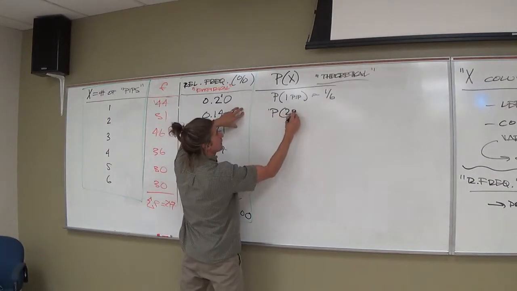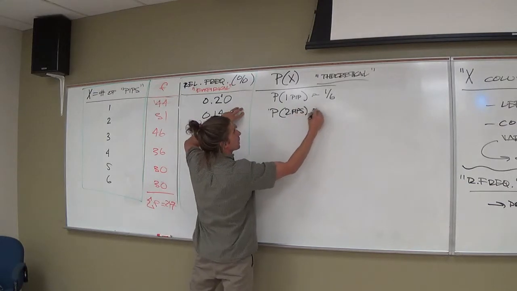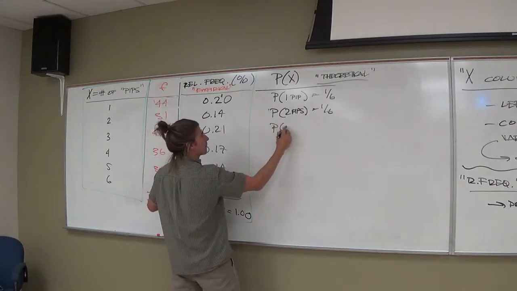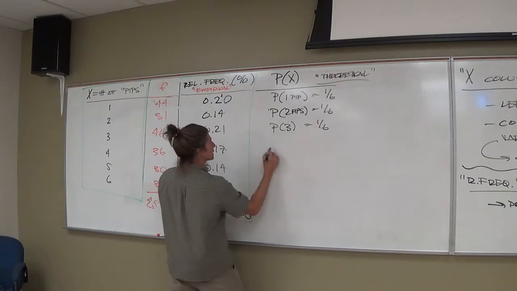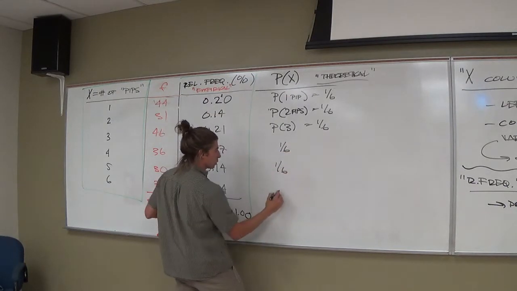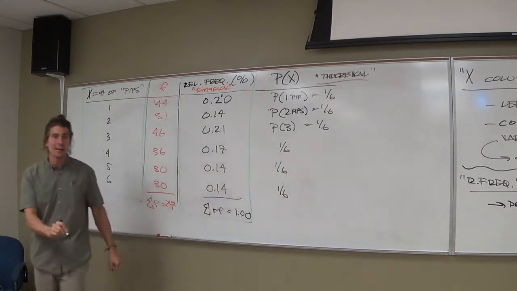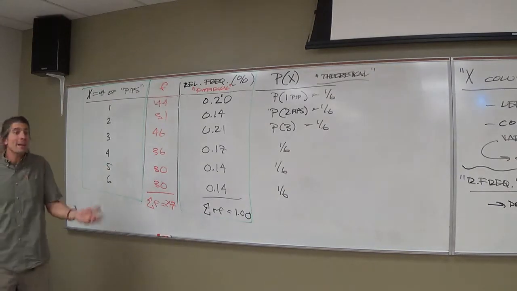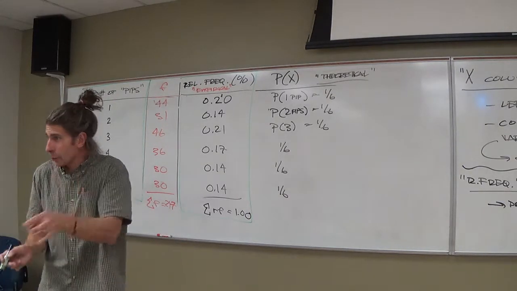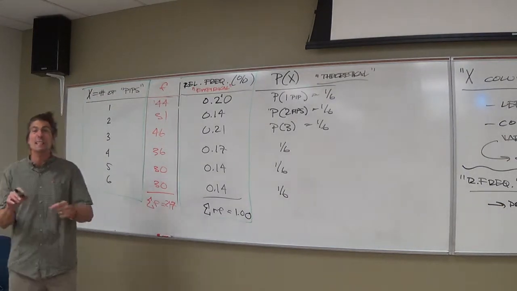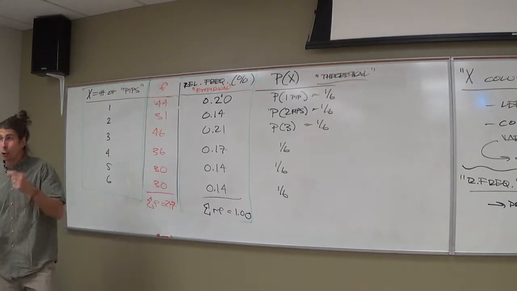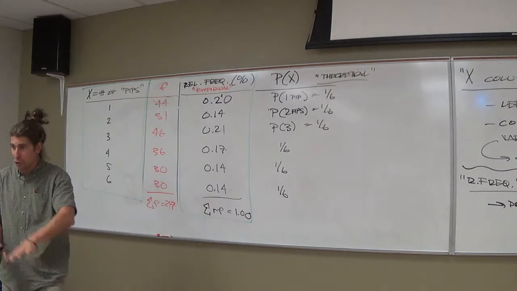Probability of 2 pips would be 1 in 6, and so forth. Probability of 3 pips, 1 in 6, and it's all going to be 1 in 6. Because what are you assuming about each face of the die? Equal probability. That's kind of the point of a die or a pair of dice, that each face is equally likely. So you're not cooking them or weighting them. So a 6 is just as likely as a 1.